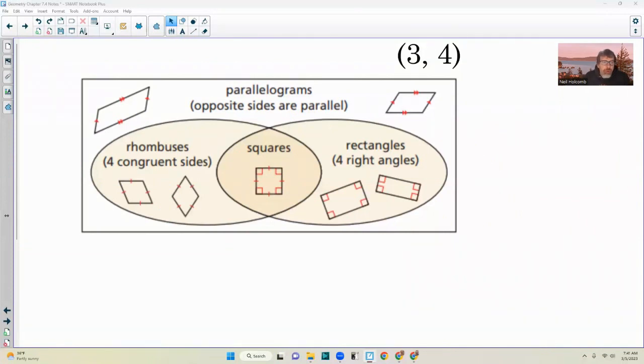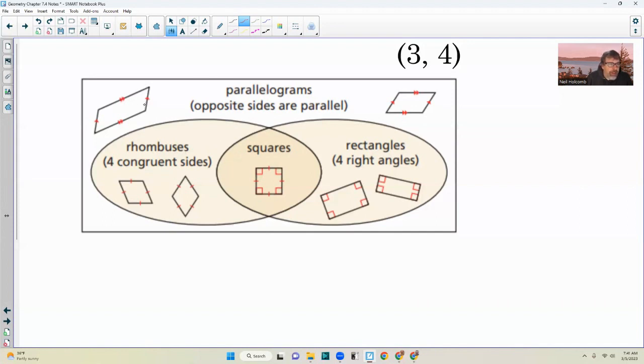Okay, before we do example one, let's take a look at this Venn diagram. It's a really good way to identify where things go. A Venn diagram takes a set of things and breaks them down into what are called subsets. So this big rectangle here, everything that's in the parallelogram family is shown on this screen. If you have a quadrilateral with two pairs of parallel sides, like this one and this one, then they're parallelograms. But then we get into more specific ones where we have four congruent sides.